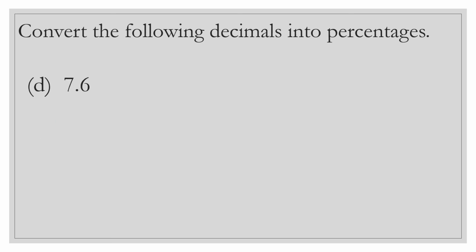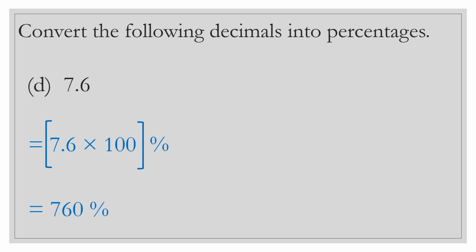Let us solve one more question. Question number D. Convert 7.6 into percentage. Now tell me what we have to do in this question. Yes, multiply the decimal by 100 and put the percentage symbol. That means write 7.6 multiplied by 100 in bracket and put the percentage symbol after bracket. Now do the multiplication. And we know that if we multiply any decimal number by 100, decimal point shifts 2 places to the right. So we get 760%.